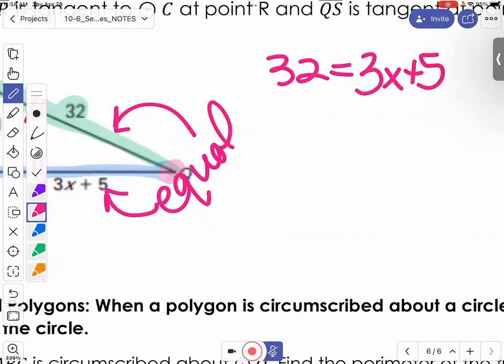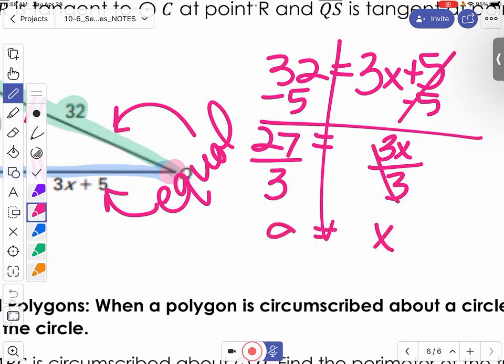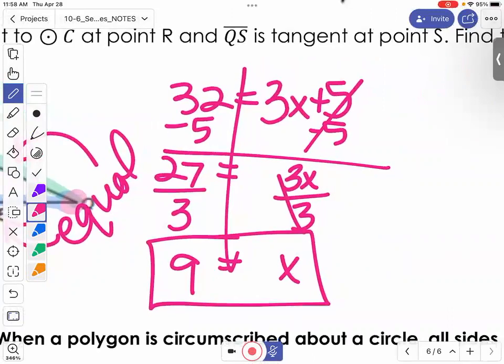And now I can solve this. So I'm going to subtract my 5 from both sides. So my 3X would equal 27. I can now divide by my 3. And my X is 9. And that's all it wanted me to find, was find X.